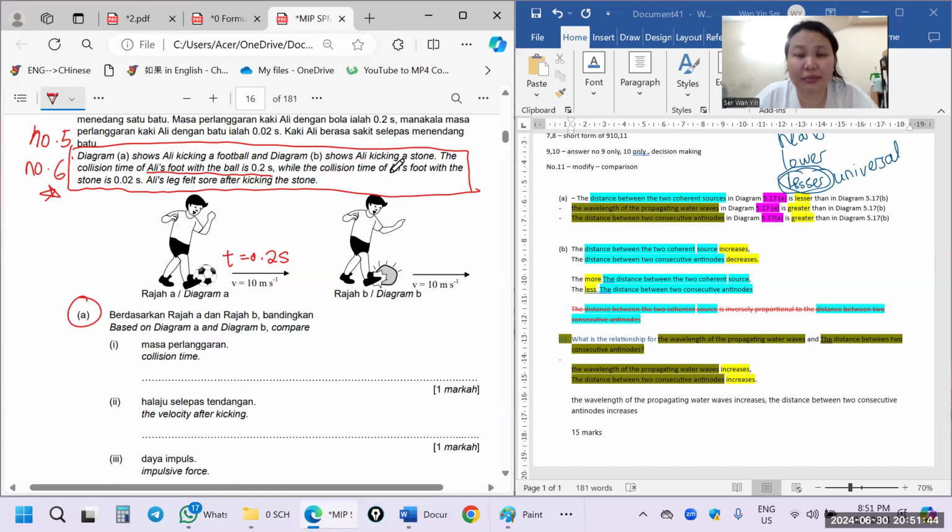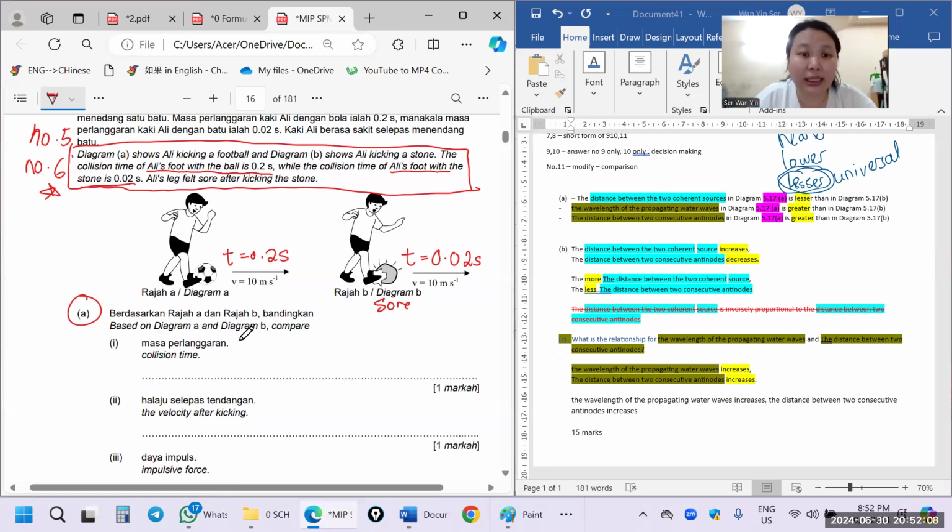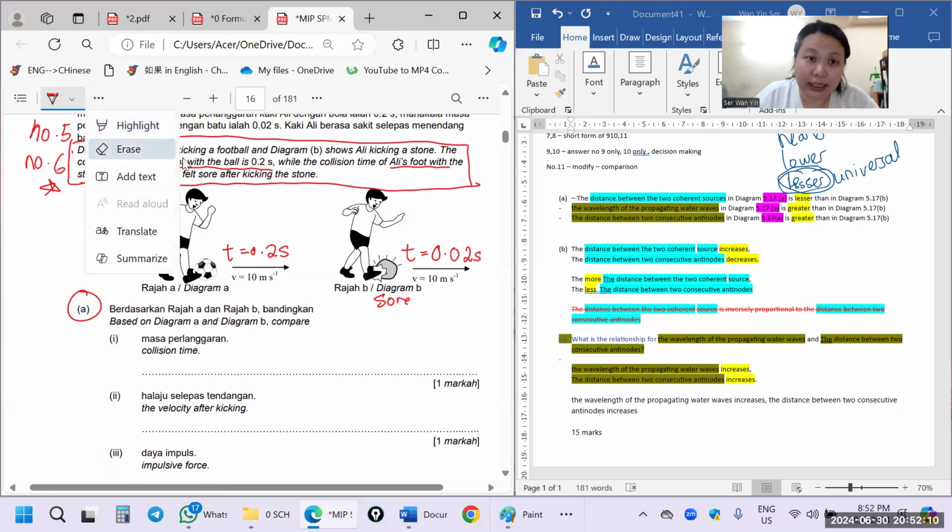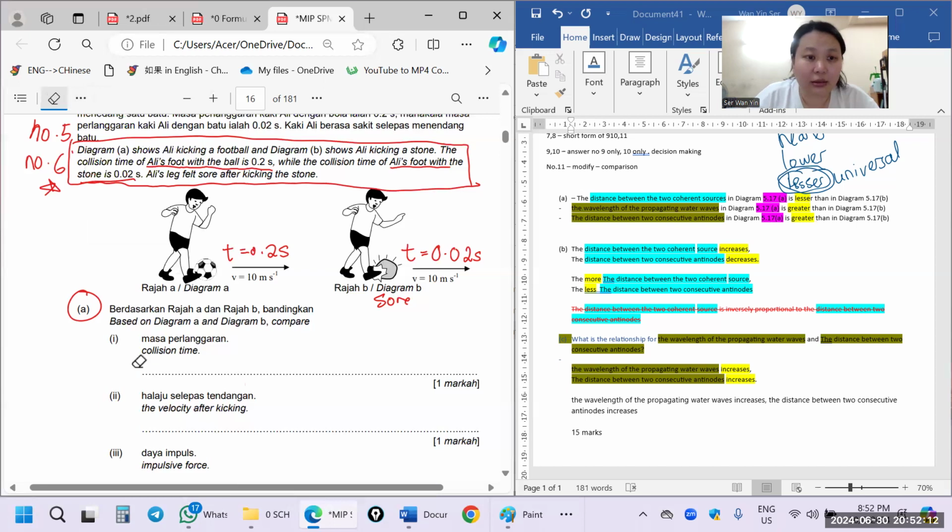While the collision time of Ali's foot with the stone is 0.02 seconds, t equals 0.02. Okay, so Ali's leg felt sore after kicking the stone. Sore means painful. Now compare the collision time. So how to answer? Actually same as here. Let's copy back.